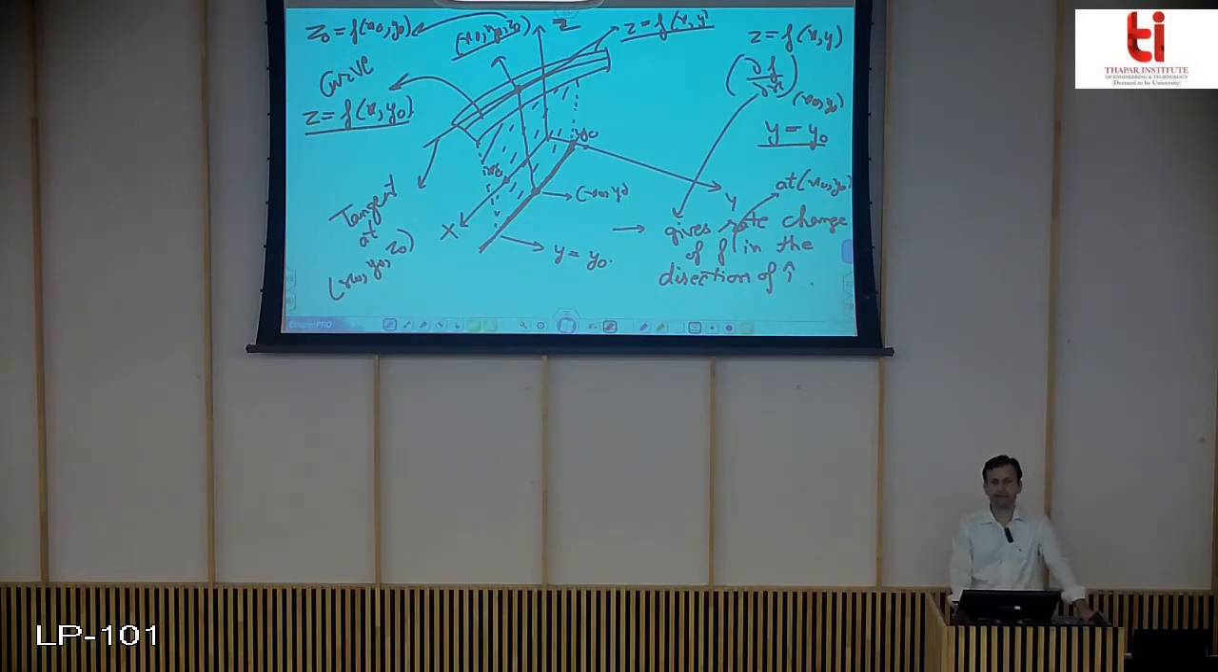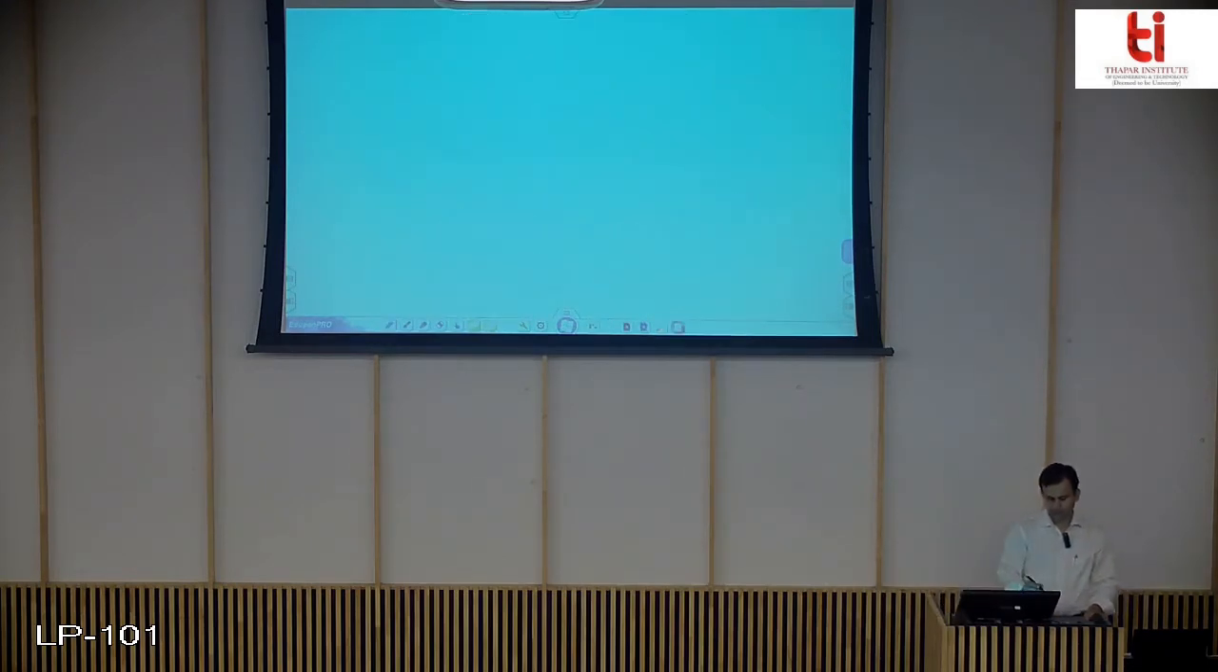Because you have the curve C on which the point (x naught, y naught, z naught) is taken. Here y equals y naught is fixed. You have the curve obtained by the intersection of the plane y equals y naught with the surface, and y equals y naught is constant, it is fixed. So the only thing that is changing is the x coordinate. That is why this gives you the rate of change of f at point (x naught, y naught) in the direction of i cap.